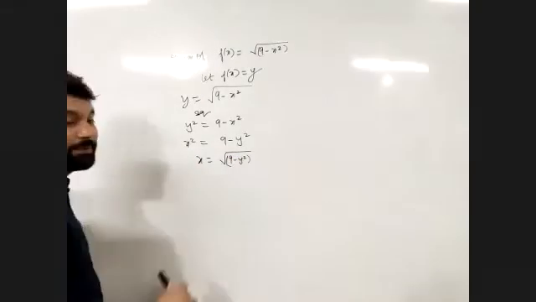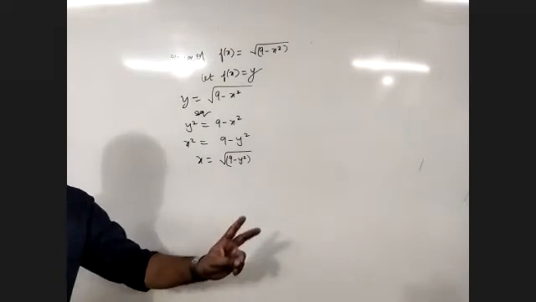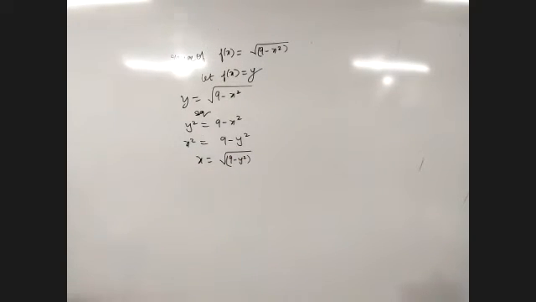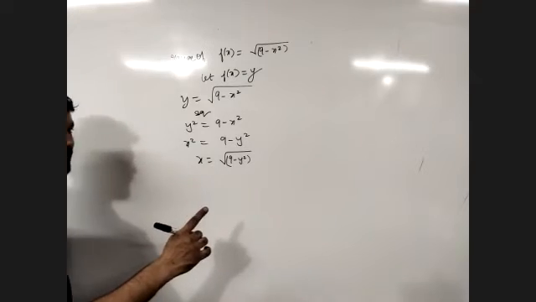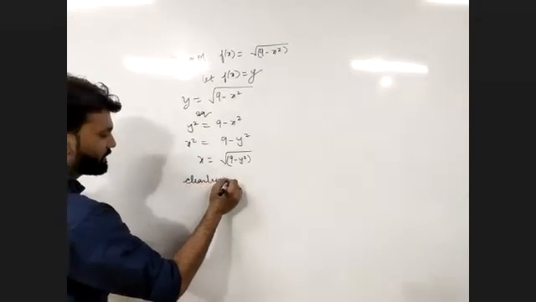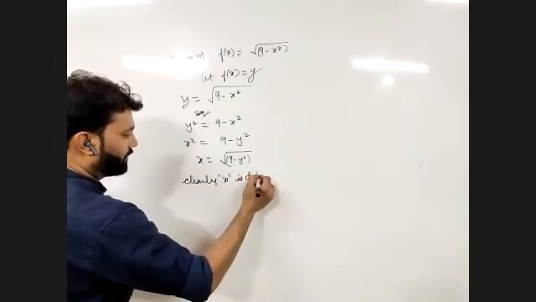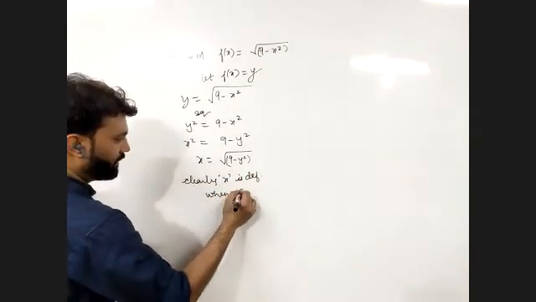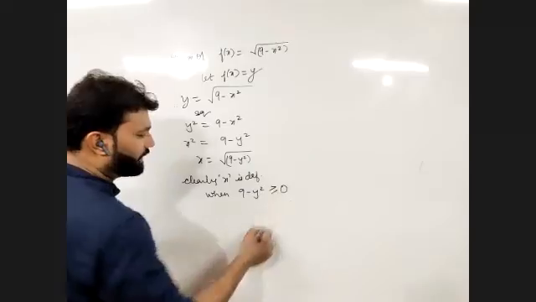Now tell me, when will x be defined? Remember it through the cheat code. When will x be defined? When it is greater than or equal to 0. So clearly x is defined when 9 minus y square is greater than or equal to 0.